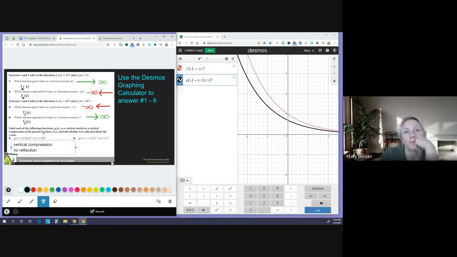So you're going to do the same thing for number 6. Type in g of x, type in f of x, or just use the rules on the previous slides to figure out, is it a vertical stretch or vertical compression of f of x? And is it reflected about the x-axis? There are shortcuts to figuring it out, or you can use Desmos and just look at it. Your choice, how you want to do that.